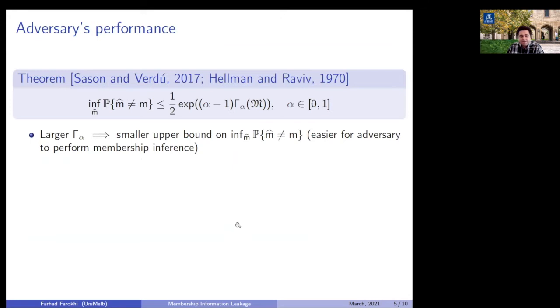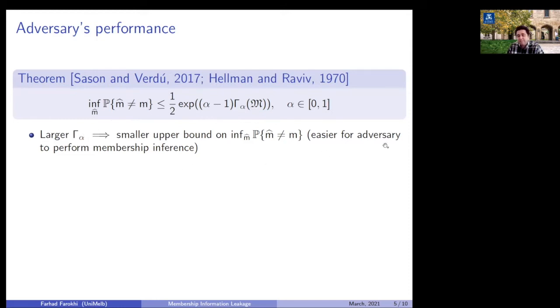Now, why do these measures of information make sense? One is because of this upper bound. The probability of the adversary being not successful, and the adversary wants to select his best policy, so there is an infimum here, is upper bounded by this term, which is a decreasing function of gamma. Note that this alpha minus 1 is negative because we are only looking at alpha between 0 and 1. So this function is decreasing in gamma. So when gamma gets larger and larger, this upper bound gets smaller.